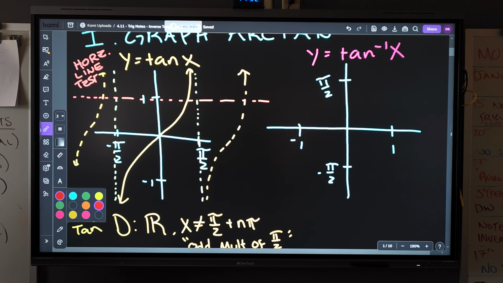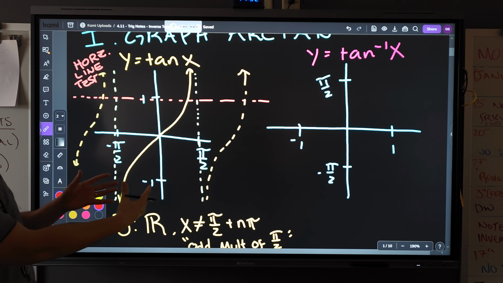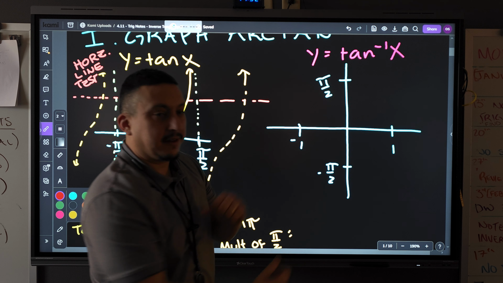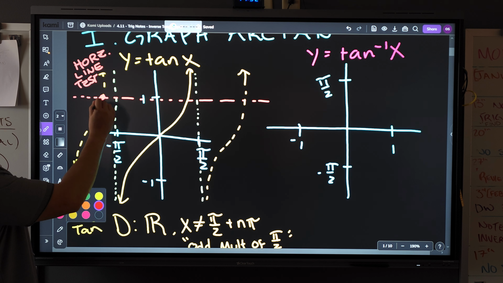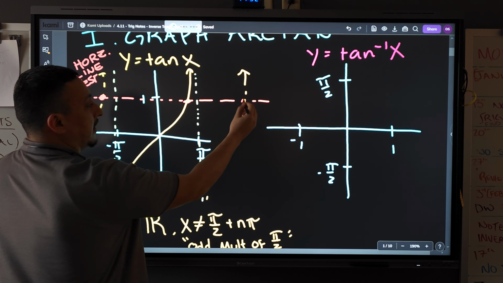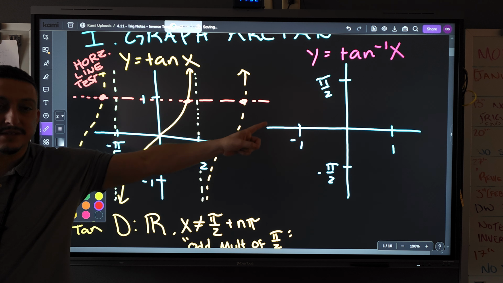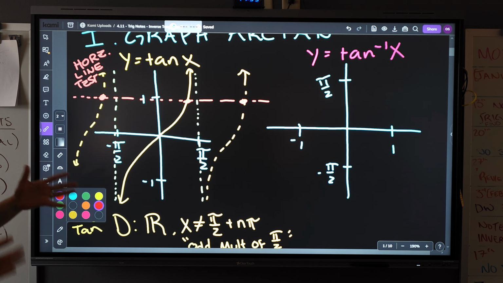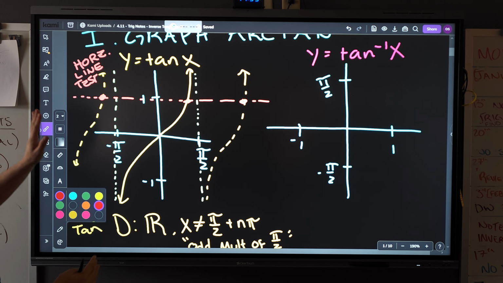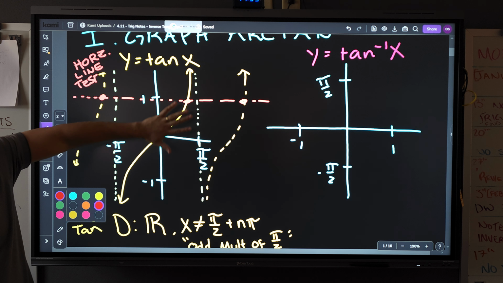Okay. We use the horizontal line test to say what piece we are going to take and reflect over here for the inverse, because we don't want to do all of it, because then it's not a function. Okay, and how do we know that? Because if I do the horizontal line test, it not only touches 3 times, it actually touches an infinite amount of times, because they go on forever to the left, forever to the right. So the horizontal line test is what tells us we need to restrict the domain and not do all of it. We're just going to do this middle part.